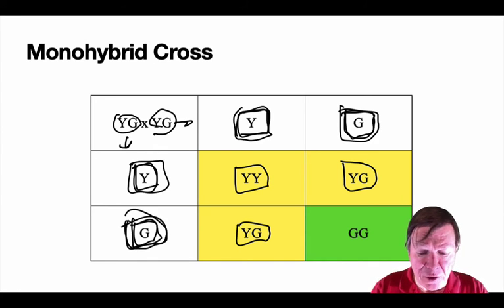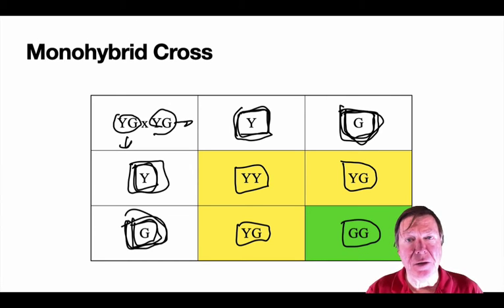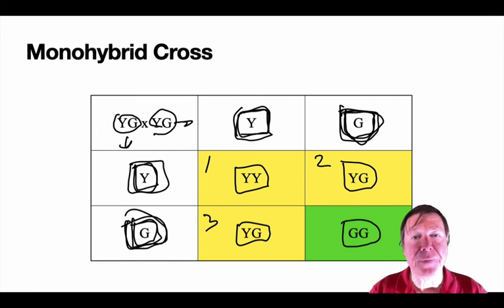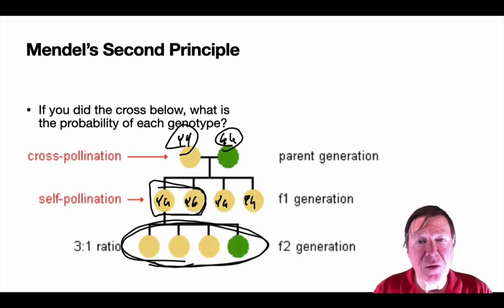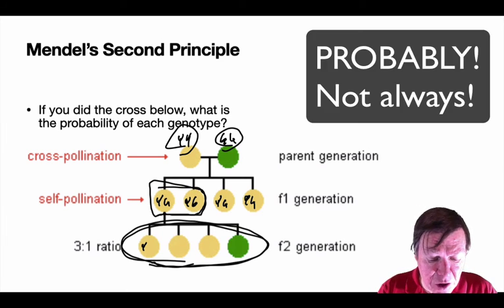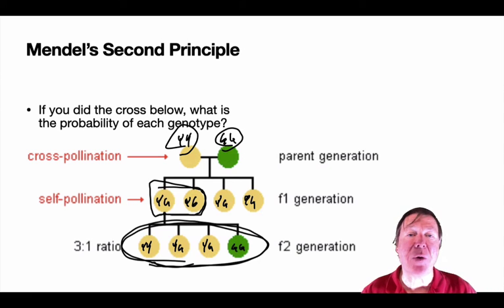But if both parents gave the green gene, then we would have GG. There is no Y to be dominant. The recessive trait shows up. It would be green. Notice this is 3-to-1. 1, 2, 3. 3 yellows, 1 green. Just like right here. 3 yellows, 1 green. So we can look at this and we can go, okay, we know that one of these is probably YY. One of these is probably YG. The other one is YG. And this one is GG. That's how we get the 3-to-1.